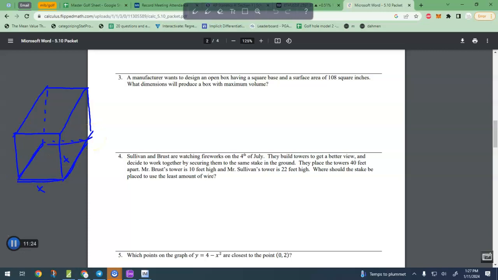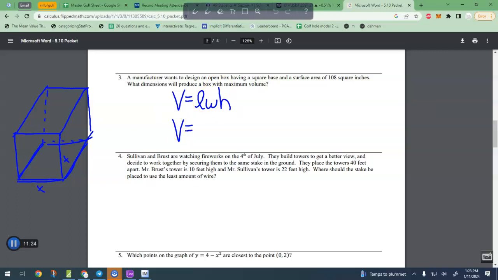I've got to first of all find what I'm trying to maximize or minimize. I'm trying to maximize the volume. The fact that it doesn't have a lid on it, it's open at the top, doesn't change the volume, right? So what's the volume of the box? Length times width times height.